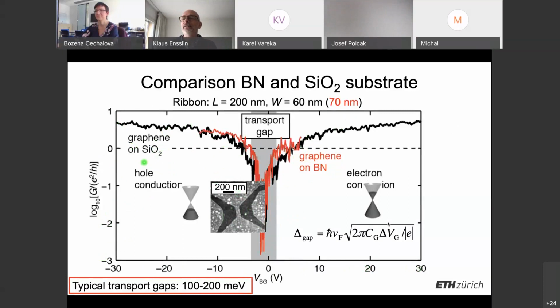And one way of making it cleaner is, for example, by changing the substrate. Silicon dioxide is an amorphous oxide that has lots of charge traps. We put the boron nitride below the graphene, which is a very clean insulator. And you see the black and the red curve, and they basically look the same. So no matter how clean we make our device, we always see this region of suppressed conductance, and we find this over an extended energy range.